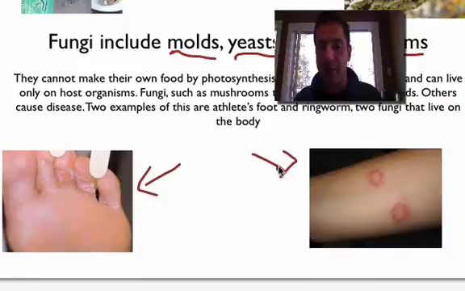Then here we have a case of ringworm, and on the body, these are fungi that can actually grow. So these are pathogens that can be contracted. And remember the 4 types: bacteria, viruses, protists, and then fungi. So this is the 4th of which we could contract.